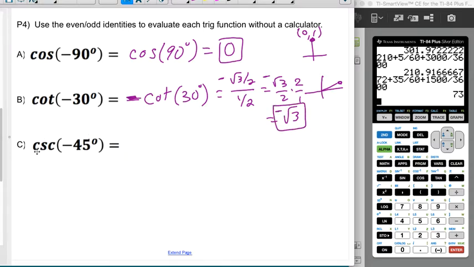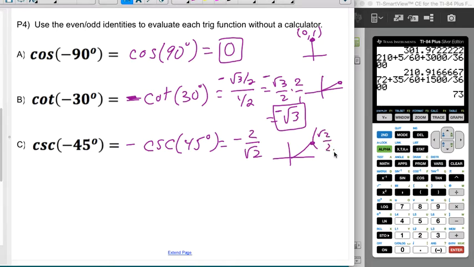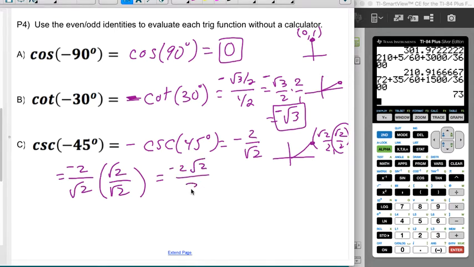And then lastly, cosecant of negative 45, well, that's another odd function, so that'll be negative cosecant of 45 degrees, right? Well, 45 is right here. That's root 2 over 2. So I'm going to get a negative of 2 over root 2, because it's the flipped version. Because these were both root 2 over 2, and I'm flipping the y. So when I rationalize, I'm going to get negative 2 root 2 over 2, or just negative root 2. And that's my answer.